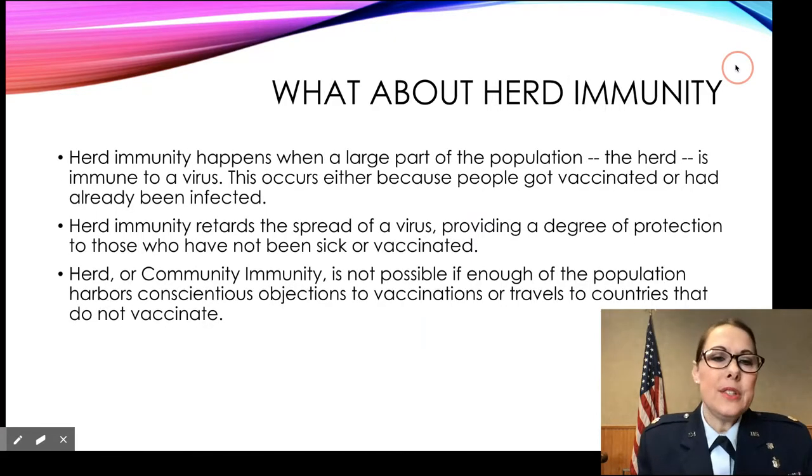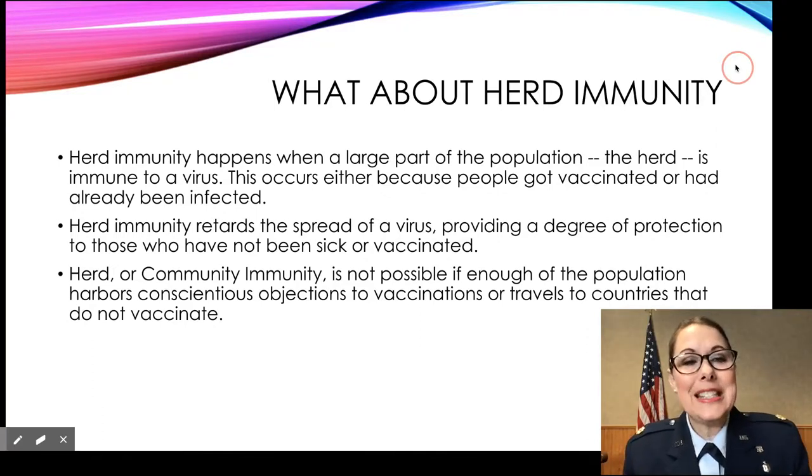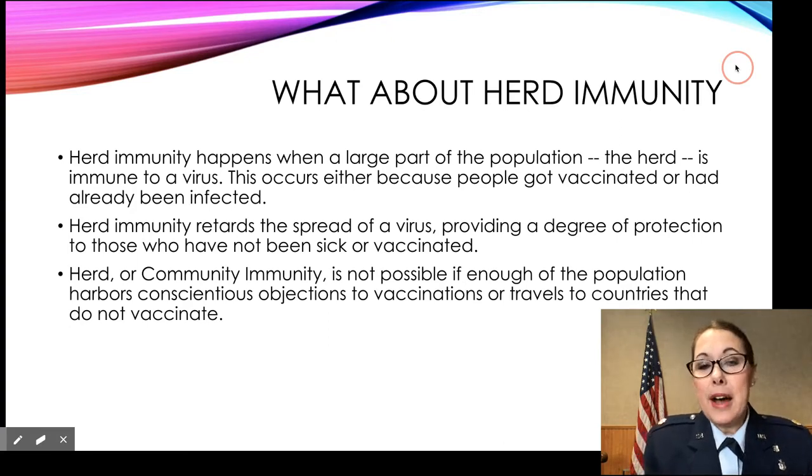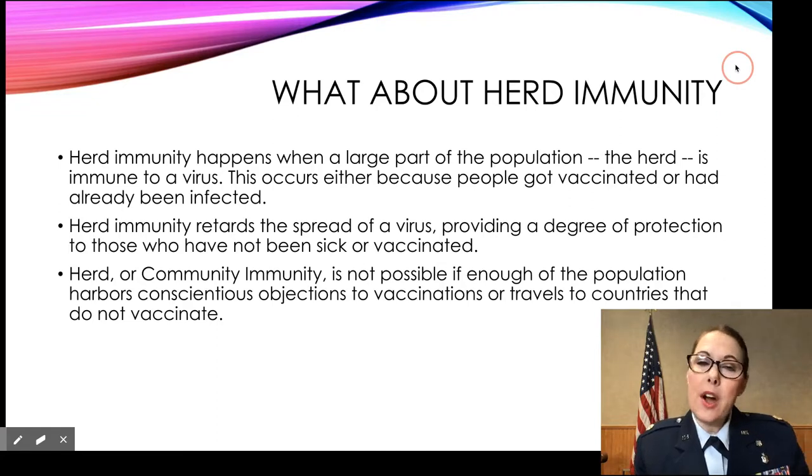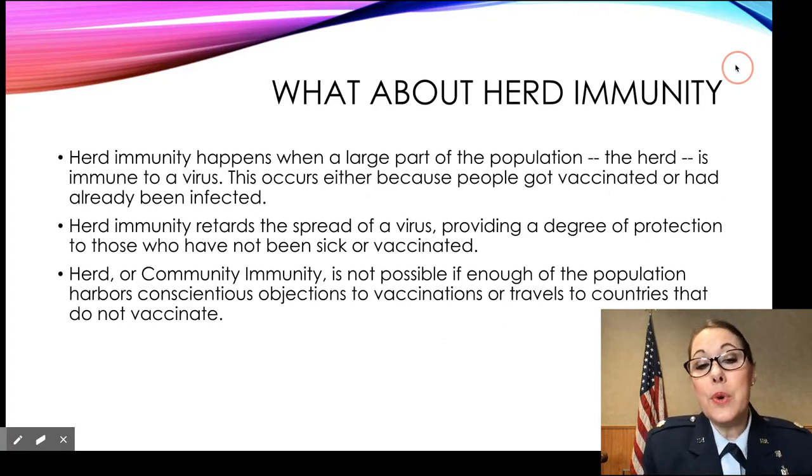So, herd immunity happens when a large part of the population, the herd, is immunized to a virus or becomes immune to the virus. This occurs either because people got vaccinated or they got sick. Herd immunity can retard or slow the spread of the virus, providing a degree of protection to those who have not been sick or vaccinated.